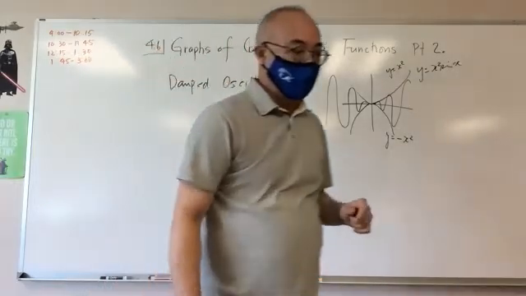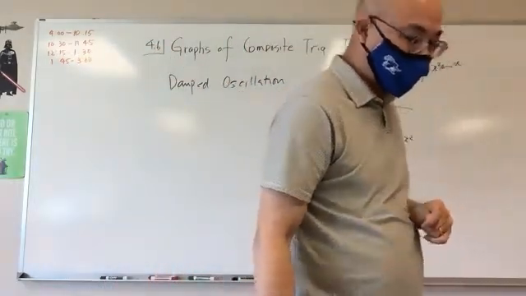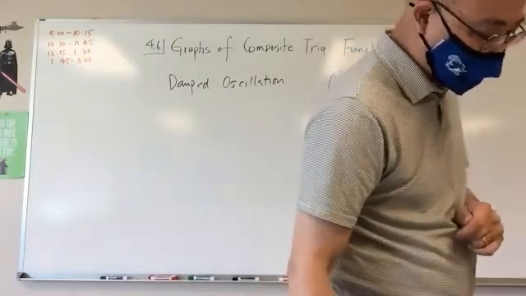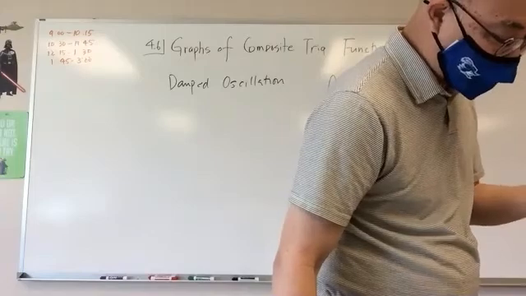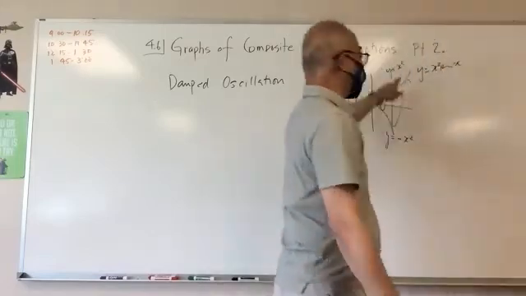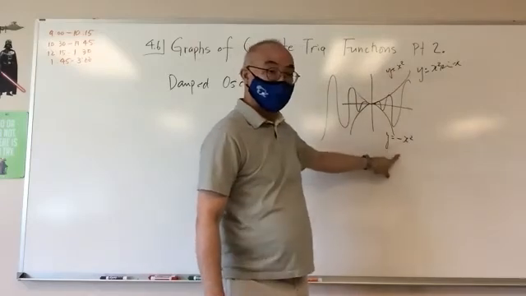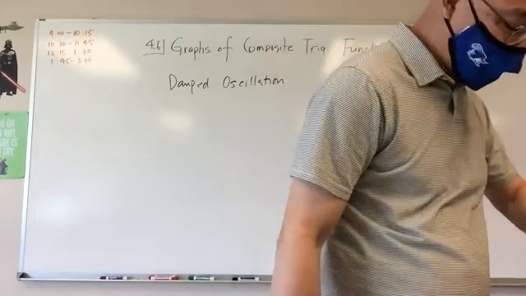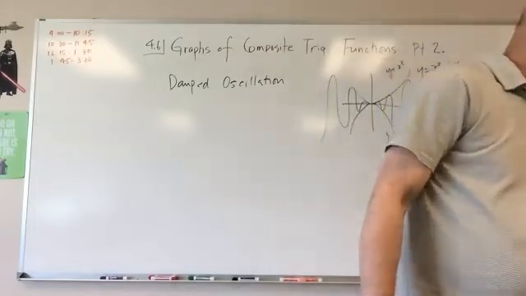If you go to page 373 on the bottom, there's a definition. The graph of y is equal to f of x cosine bx or f of x sine bx oscillates between the graphs of y is equal to f of x and y is equal to minus f of x. And we did this, f of x and minus f of x. It oscillates between those, and it's called damped oscillation, or a damping factor. So let's go to example number 9.